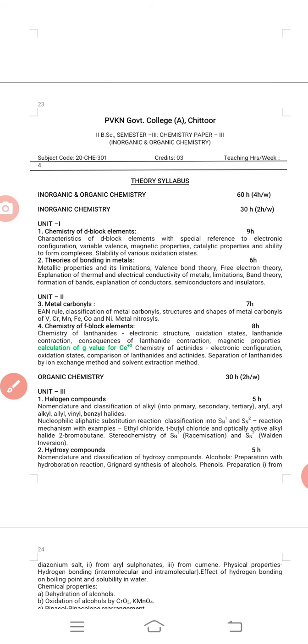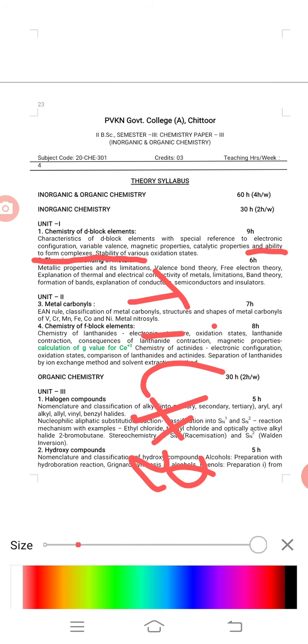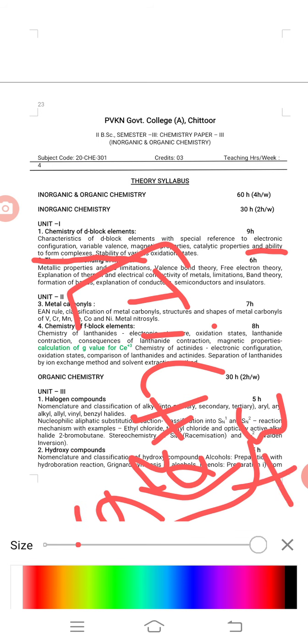So the next property is the ability to form complexes. What is the ability to form a complex? A complex is the bond between the metal and ligand. For example, titanium is the metal, the ligand is water. How many ligands? 6 ligands. Ti(H2O)6 3+. So titanium is the metal atom.